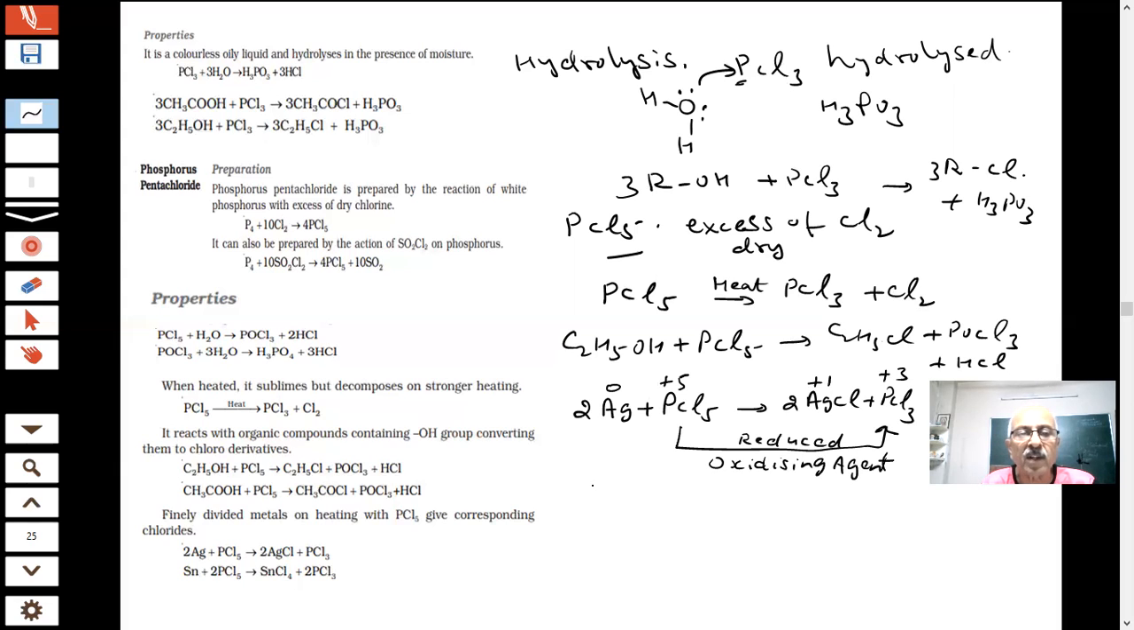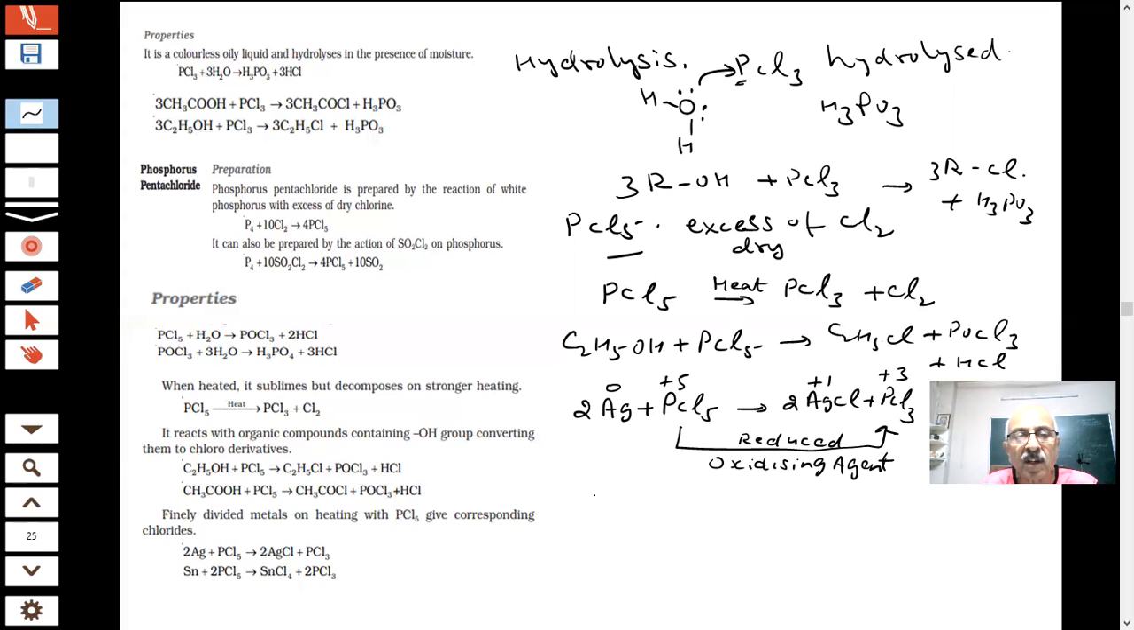The oxidation number concept is useful. I already said a higher oxidation state is likely to go to a lower oxidation state. +5 cannot go higher, but because there are oxidation states lower than this which are also stable, what will happen? It is a strong Lewis acid. It will gain electrons and go from +5 to +3. So silver has been oxidized.